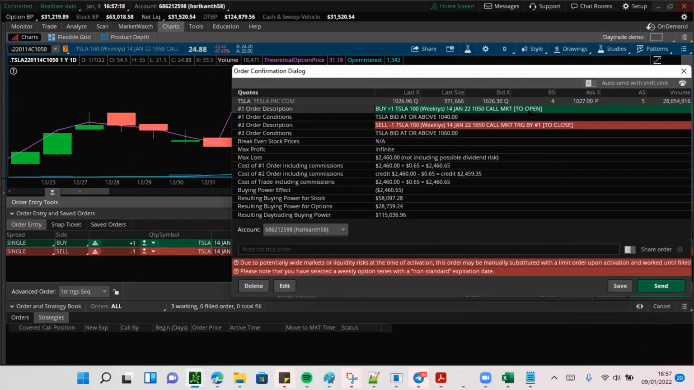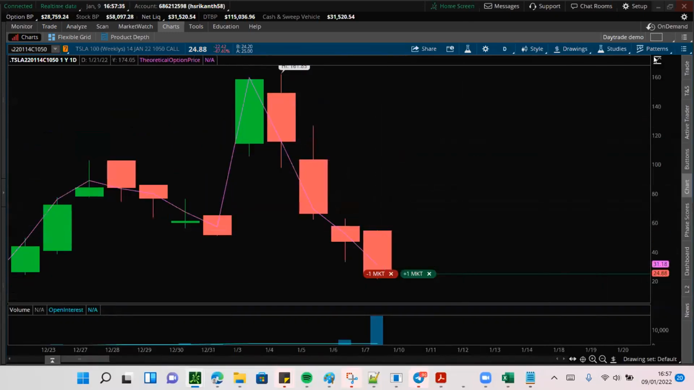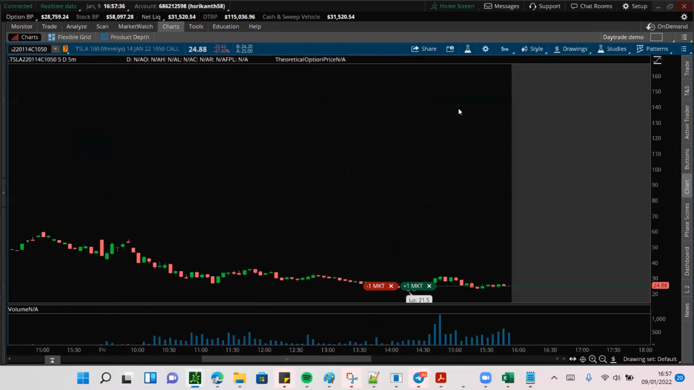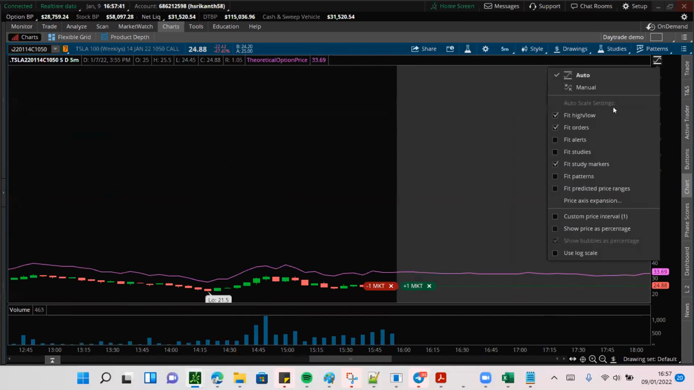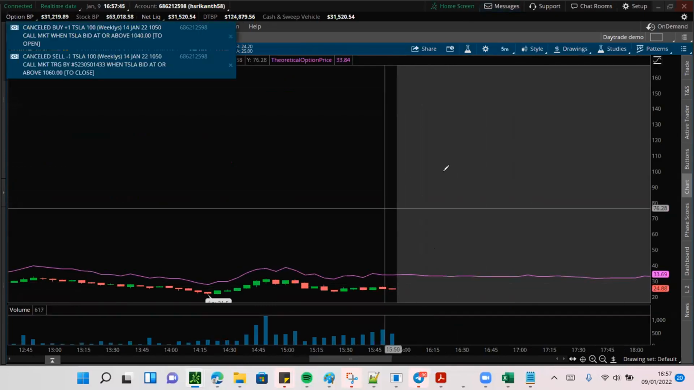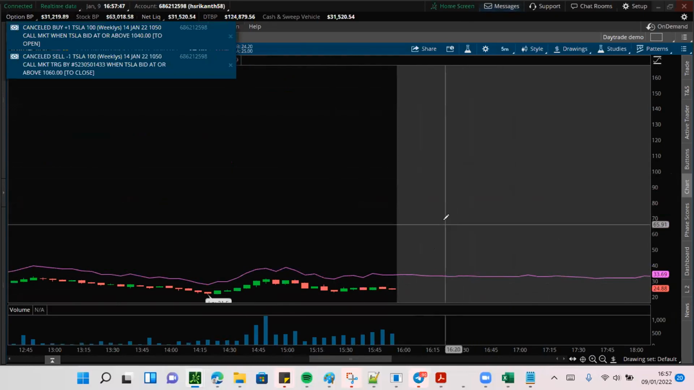So here the condition is simple. I'm trying to buy the Tesla stock whenever it is going above 1040, and the moment it's going above 1060, I wanted to exit my trade. I don't want to confuse with too many trades. I'll just try to keep it a little simple here. Okay, so that's about the option.